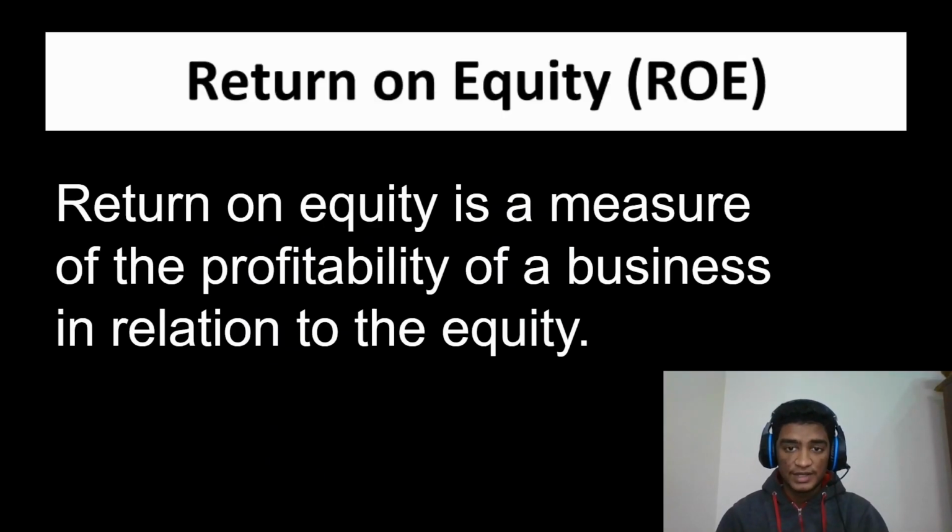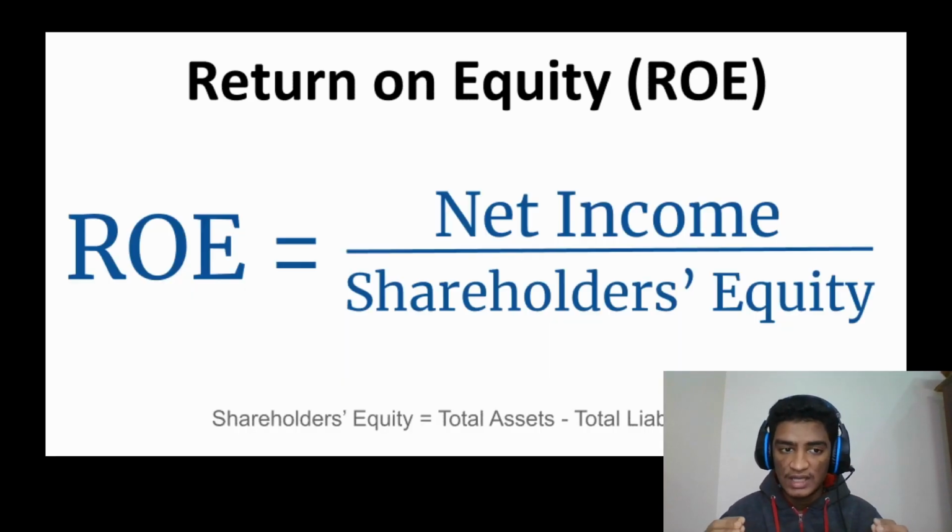Okay, now starting with return on equity, it is simply a measure of the profitability of the business in relation to the equity. Now, what do I mean by this? Let's check out the formula for this. The formula of ROE is net income upon shareholders' equity. Now, if you have watched my previous videos, net income simply means the net profit that you make after deducting all the operating expenses, the interest and taxes paid.